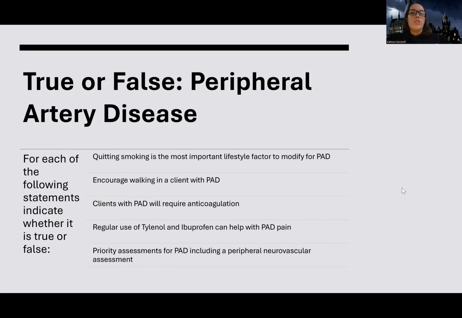So we do want to encourage walking, but they might have to do those break periods, like the energy conservation techniques, just because it can be a lot for them. So hopefully that makes sense. Walking is good with PAD.